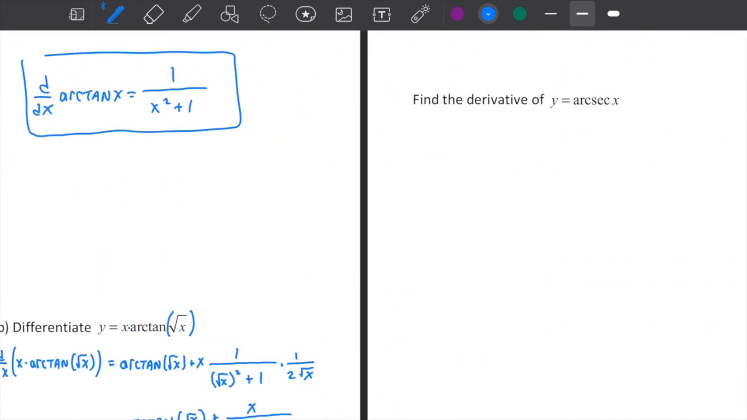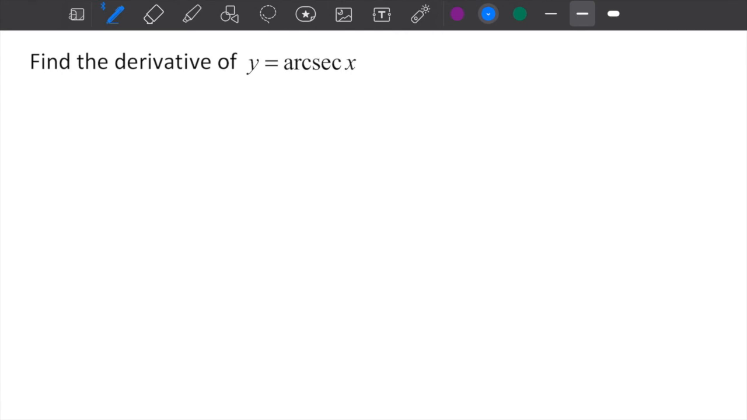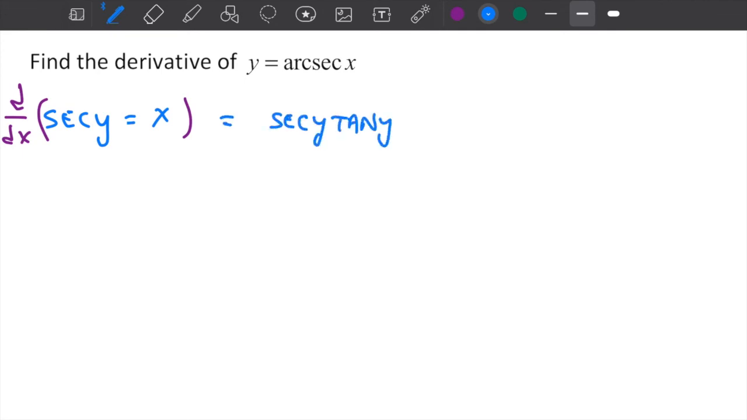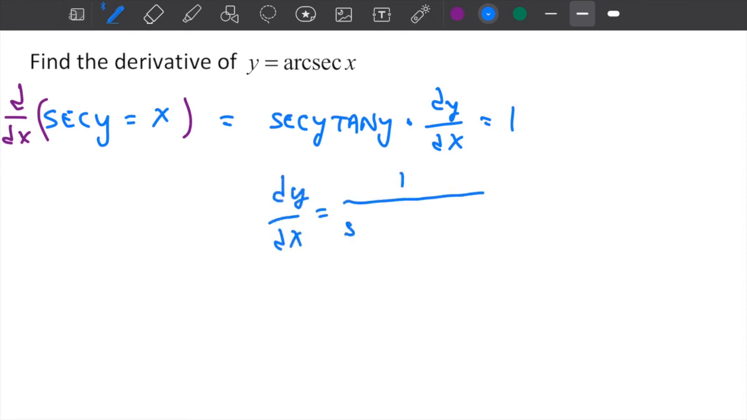Let's do one more derivative, this time arcsecant. So that's going to be the equivalent of secant y equals x. If we apply our derivative d dx onto that, we're going to have secant y tan y, the derivative of secant, multiplied by the derivative of the inside, dy dx, equals the derivative of x, 1. So we have dy dx equals 1 divided by secant y tan y.